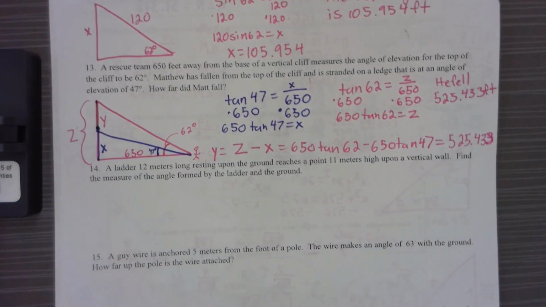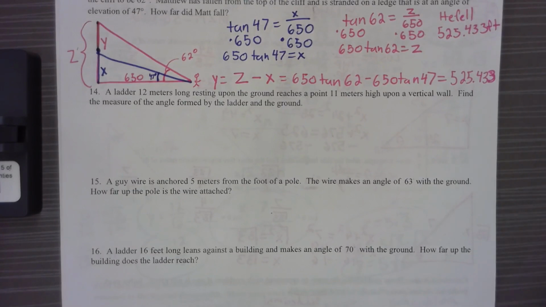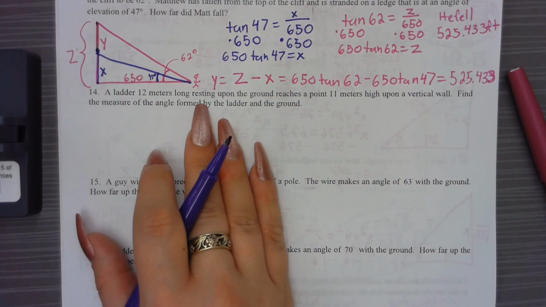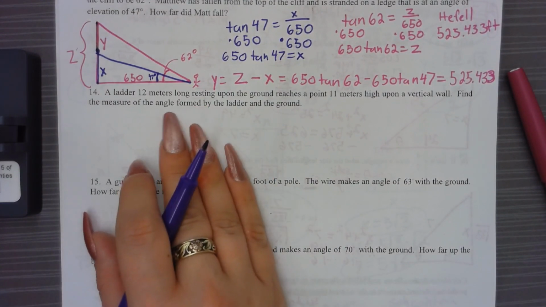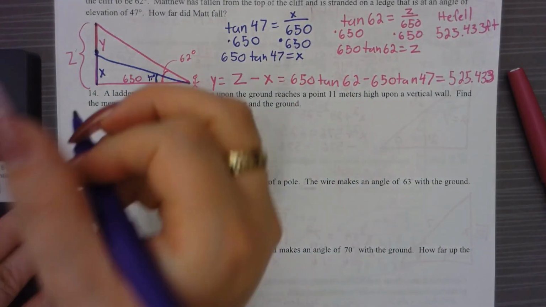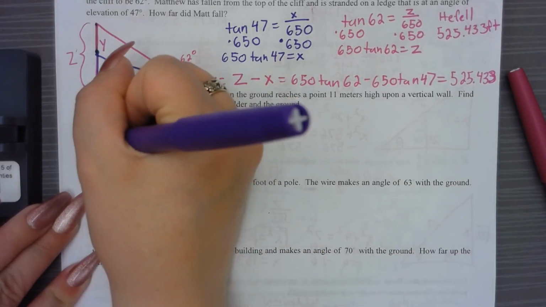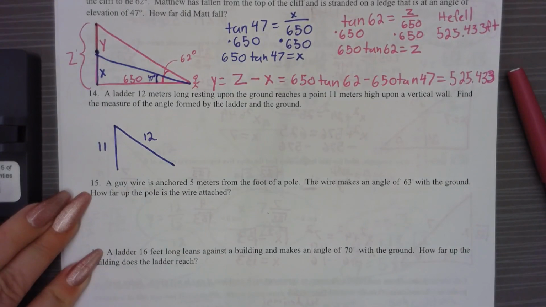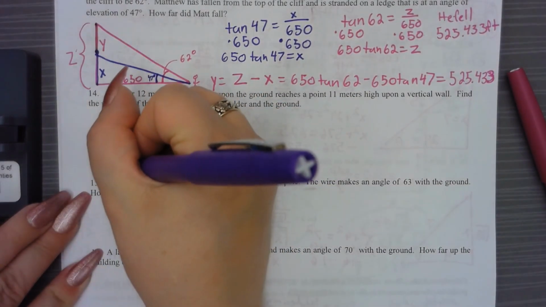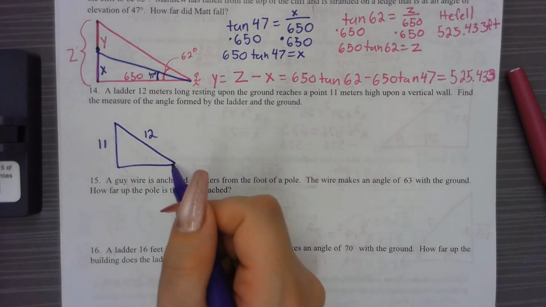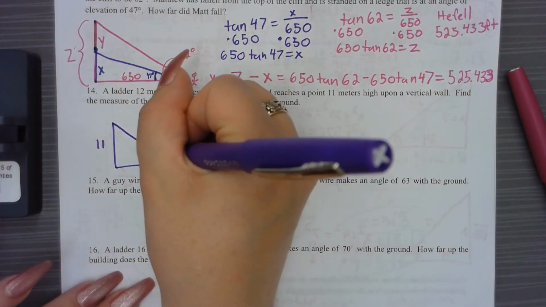Okay, we got a lot of ladders in this one. So, a ladder 12 meters long, resting upon the ground, reaches a point 11 meters high upon a vertical wall. Find the measure of the angle formed by the ladder and the ground. So basically, we have a ladder leaning against a wall that it's leaning 11 meters high, but the ladder itself is 12 meters long. And it's resting upon the ground. So when it says resting upon the ground, it's not like laying flat on the ground. It just means it's resting here, and we want to find this angle.